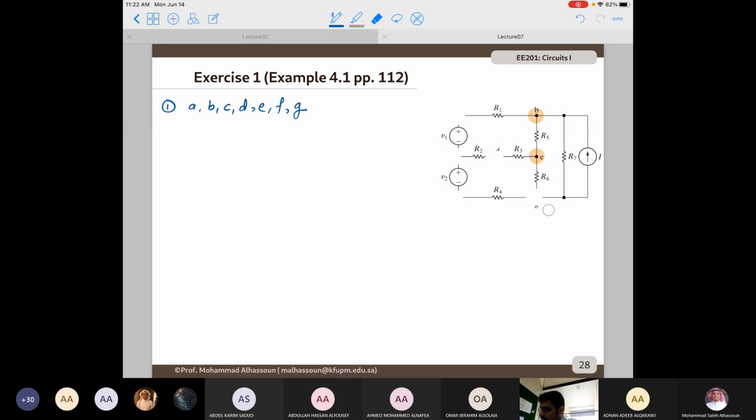So let's double check here. Node A connects 2 circuit elements, V1 and R1. So node A is not an essential node. Node B is actually an essential node because it connects R1 with R5, with R7, and with the current source.